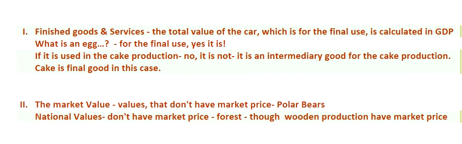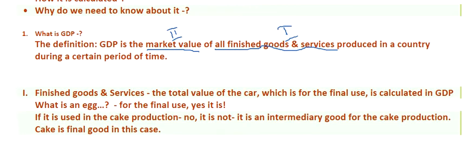Take attention, there are some national values or wealth of a country that don't have market price. For instance, the forests. If 80% of a country is covered by forest, it is only a national value, but it does not have market price unless the timber is used in the wooden production. So the forest value itself cannot be calculated in GDP, so wooden production which have market price is calculated in GDP. The third key point is in a country.